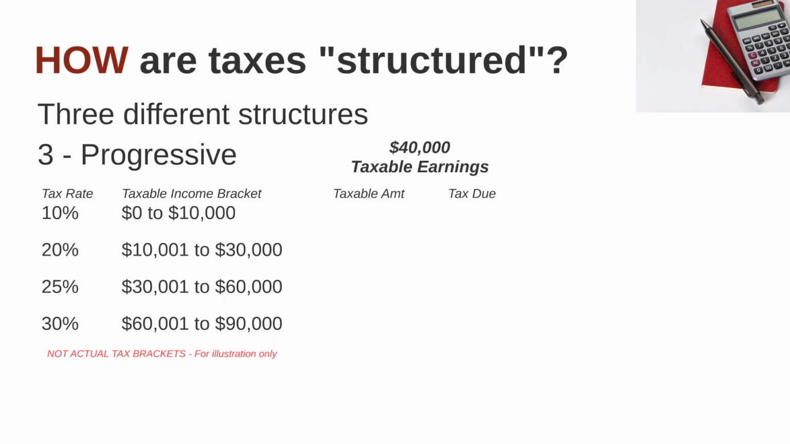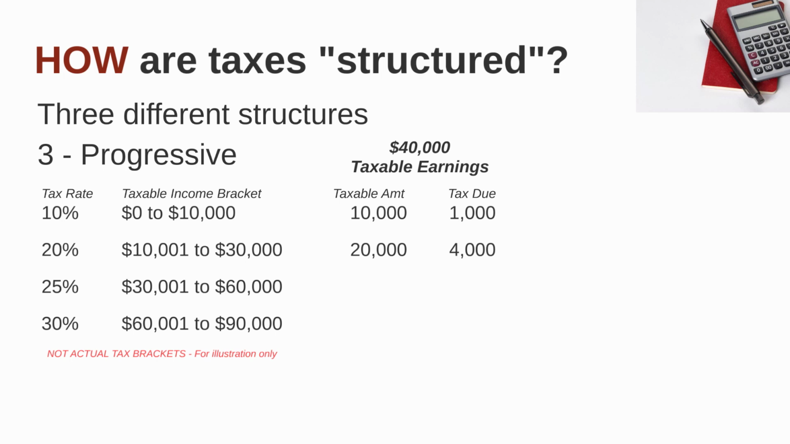Let's say that we have someone who has $40,000 in taxable earnings. According to the tax brackets that we're using here for this example, the first $10,000 of that $40,000 is going to be taxed at a 10% rate. So there'll be $1,000 due. The next $20,000, which goes from their $10,001 up to $30,000, is going to be at 20%. So there'll be $4,000 due for that chunk of their earnings.